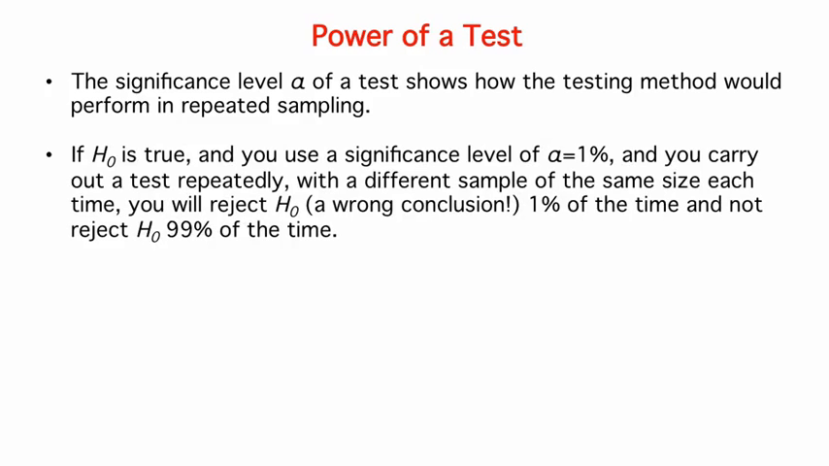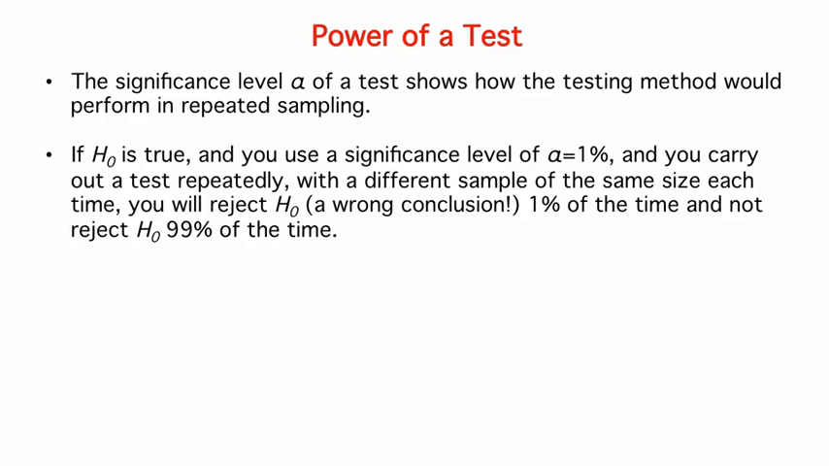Suppose you use a significance level of 1%. Then in these repeated samples of data and repeated statistical tests, 1% of the time you'd get weird enough data that you'd get a p-value that's less than 1%, less than the significance level, and you'd reject the null hypothesis, which would be a wrong conclusion. The good news is that 99% of the time you would not reject the null hypothesis, which would be the right decision. So it sounds like a good idea to set the significance level to be very small, so that you don't mistakenly reject the null hypothesis.